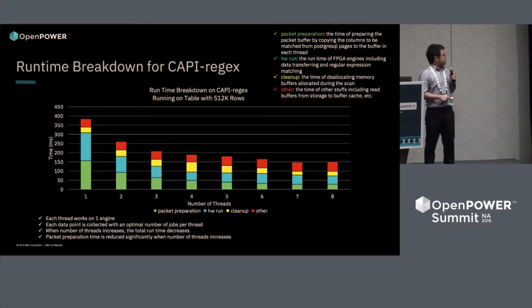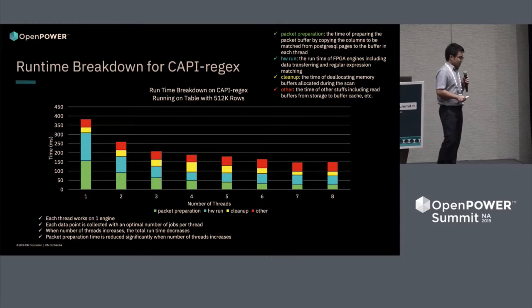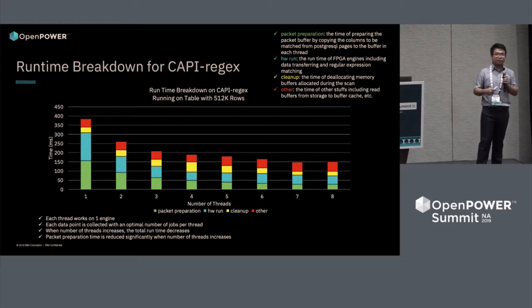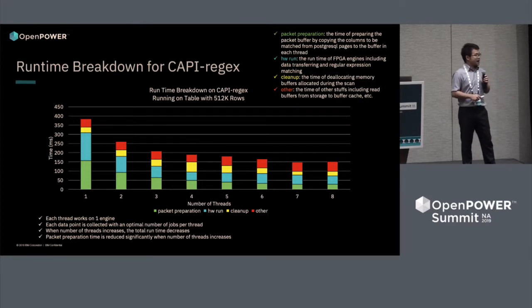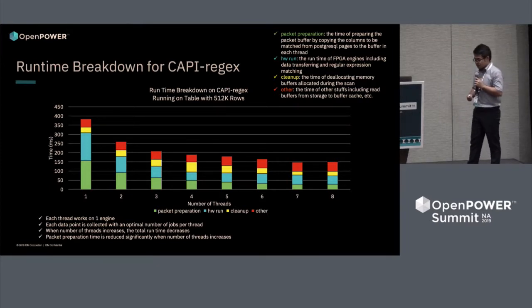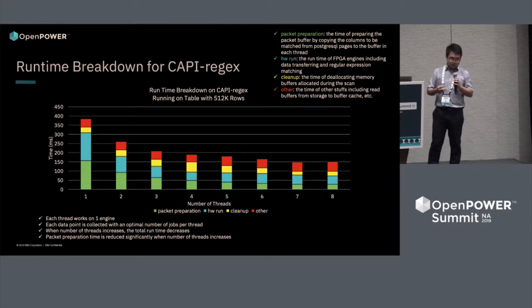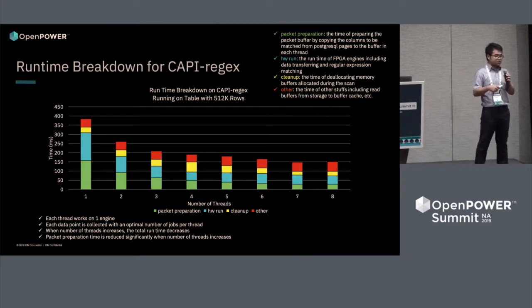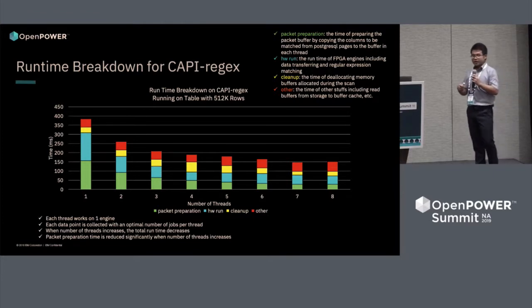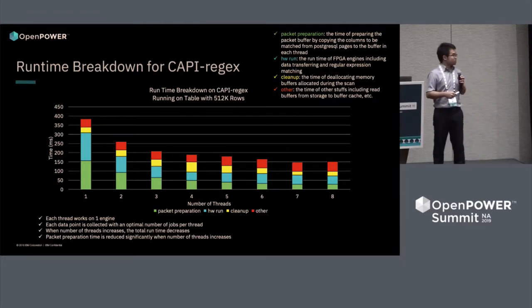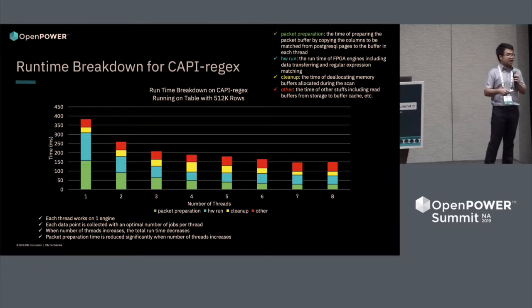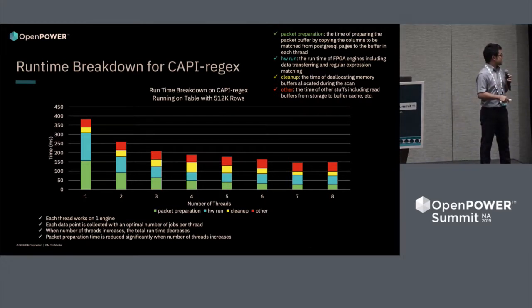And then we also have some detailed breakdown for each query. We break the whole query time into 4 parts. The first part is the packet preparation. This means that the software processes the Postgres internal data structures, processes the pages, then copies the columns from the internal data structure to the packet buffer. This time is measured as packet preparation, in green.